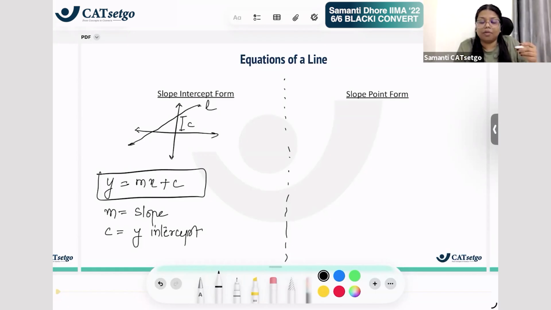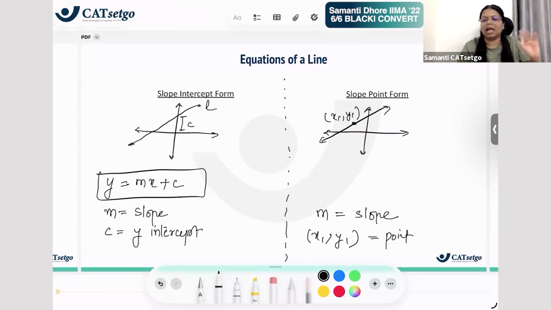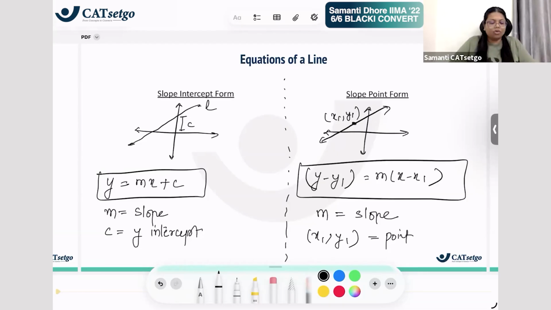What is the second formula? The second formula is the slope-point form. Slope is given to you and a point is given to you. m is your slope, and x1 comma y1 is the point through which the line is passing. Here the formula is y minus y1 is equal to m into x minus x1. You register this formula.